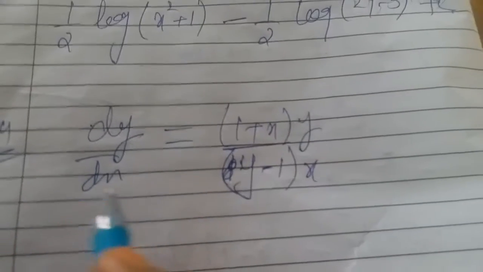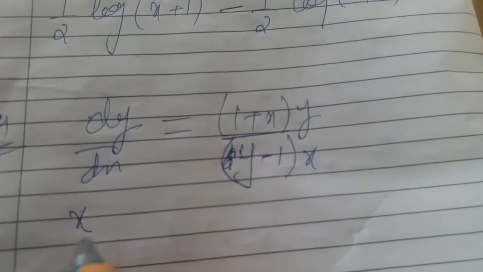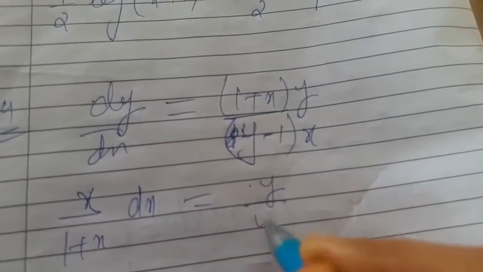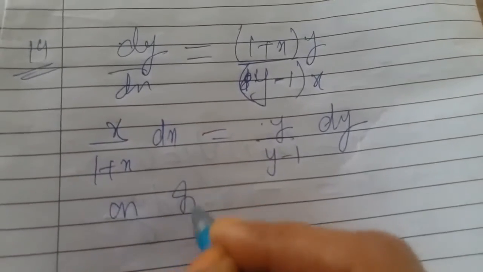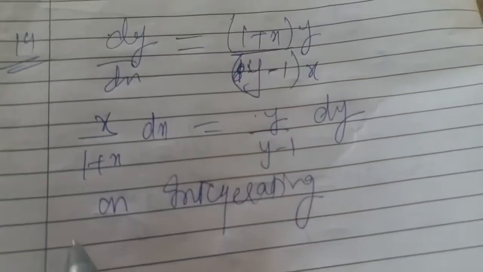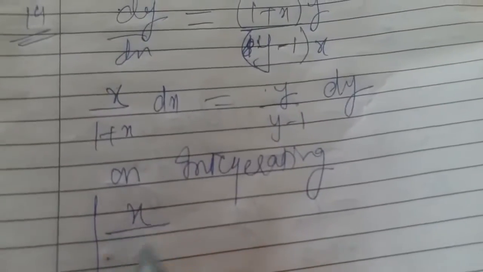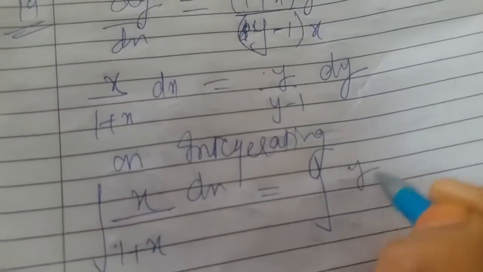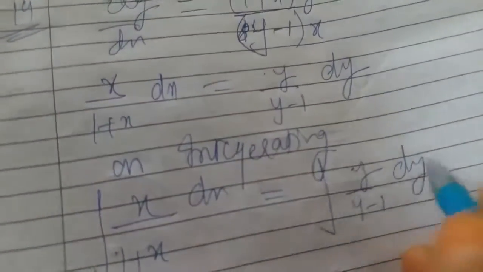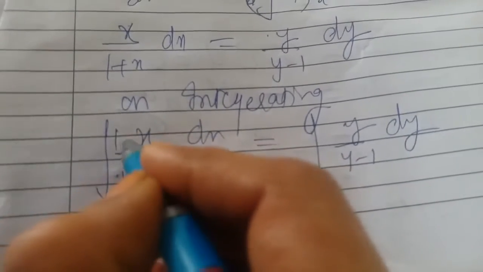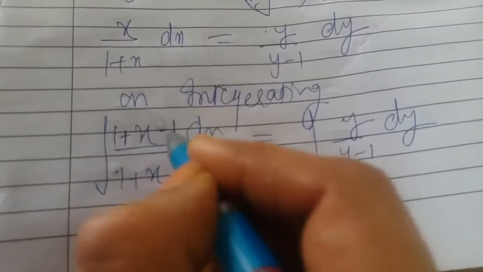Now see, separate them. So it is x upon 1 plus x dx equals y upon y minus 1 dy. So on integrating, they are not integrating directly, so we make them in a logical way. What will be the logical way? Here we have 1 plus x, so make it 1 plus x by adding 1 and subtracting 1.